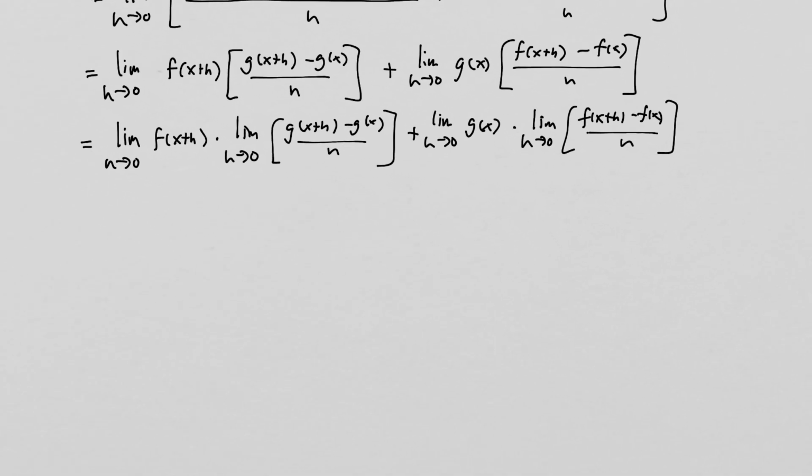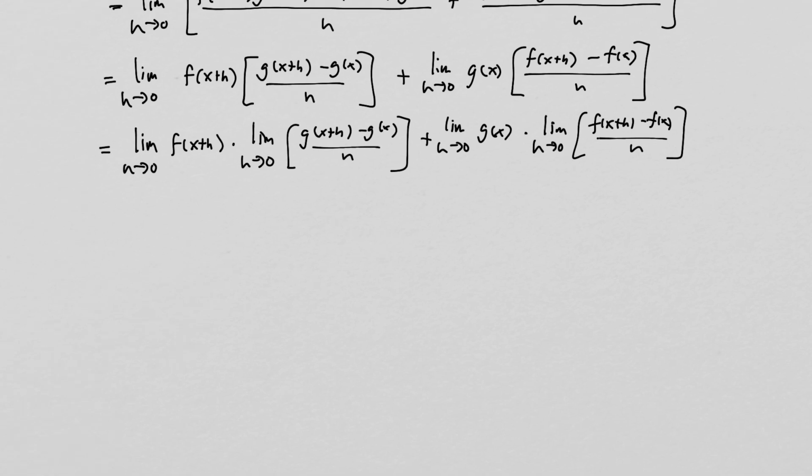Now, because f is a differentiable function, it is also a continuous function. And that means that I can evaluate this limit by simply plugging in h equals 0. So this becomes f of x plus 0, which is basically just f of x. And that's multiplied by this limit. But if you look closely at that limit, this is the definition of the derivative of g of x. So that's just g prime of x.